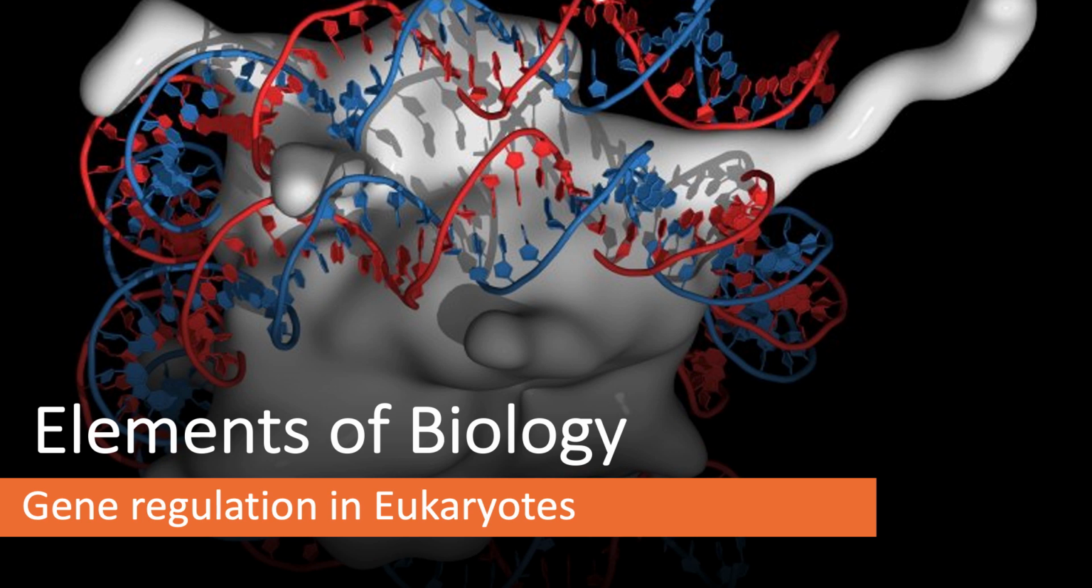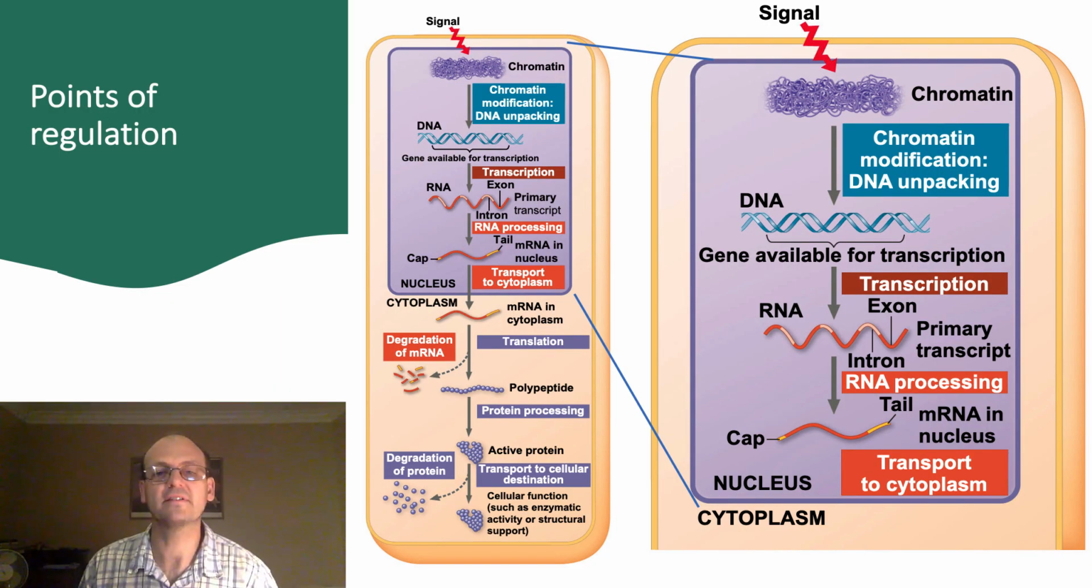In this lesson, we'll be looking at how different eukaryotic cells express different genes at different times, despite having exactly the same genome. In a previous lesson, we looked at how prokaryotic cells can influence gene expression at different times of the expression pathway. In eukaryotes, there's much more complexity to how genes are used to create protein, and so there are many more locations in this pathway for the cell to exert control.